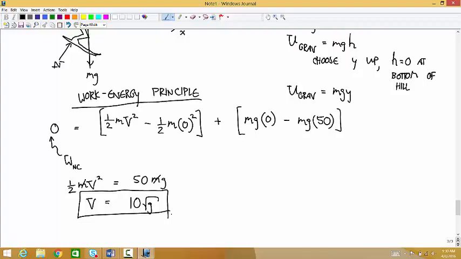Okay, so next time I'll start by doing the same problem, but just putting a little bit of friction in there, and we'll see how that affects the answers to this problem.